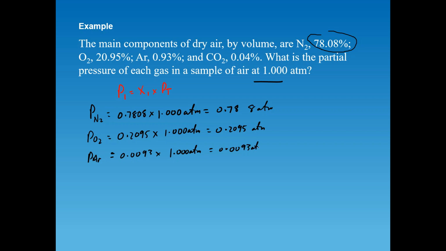So that's going to be equal to 0.0093 atmospheres. And then finally, in the case of carbon dioxide, that would be equal to 0.0004 times 1.000 atmospheres, and that would be equal to 0.0004 atmospheres. All right, and that's basically it. That's how we answer this question.